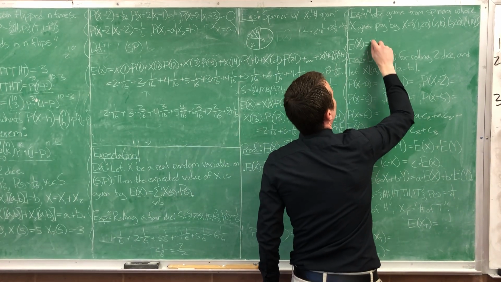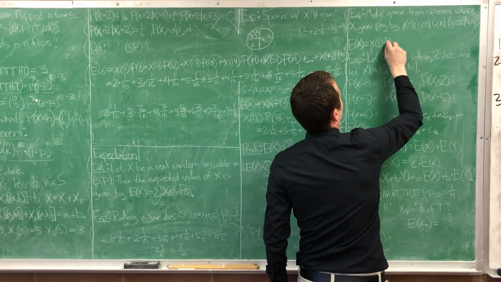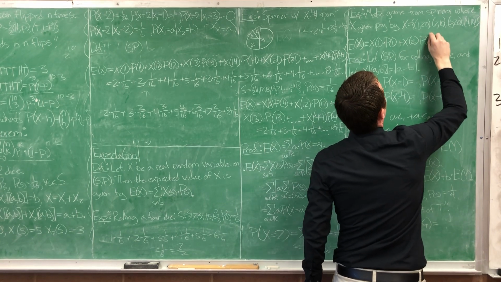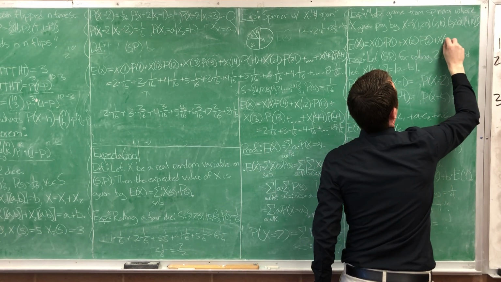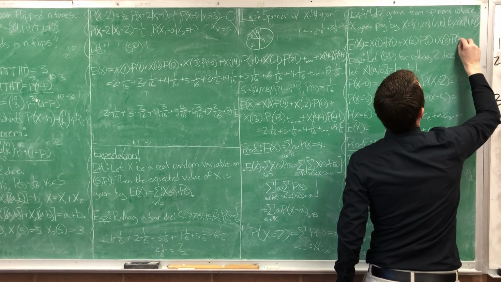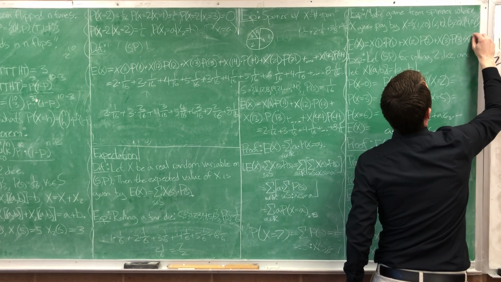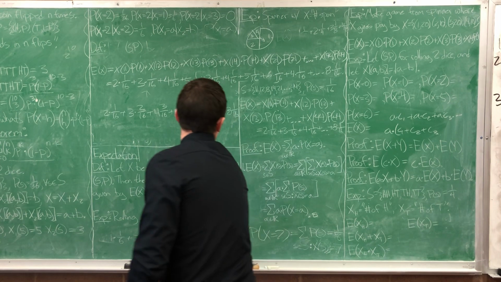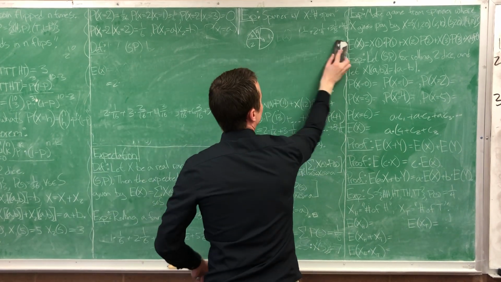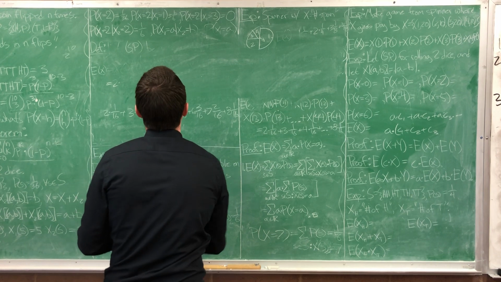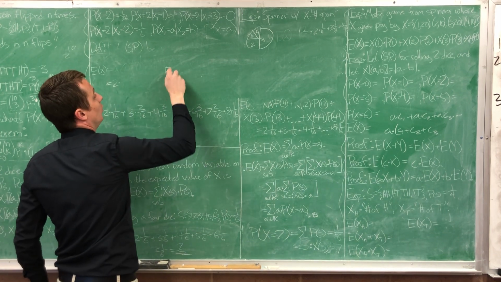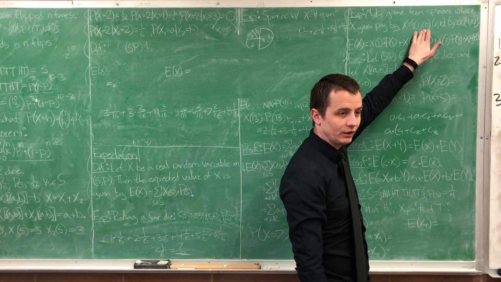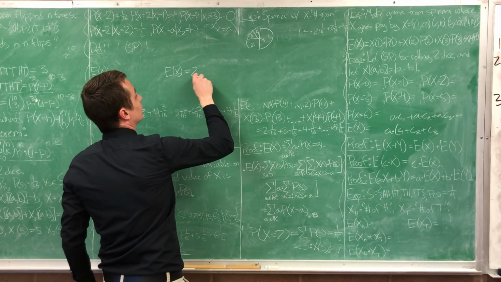So this is going to be X of 1 times the probability of 1, plus X sub 2 times the probability of 2, plus X sub 3 times the probability of 3, plus X sub 4 times the probability of 4. So let's write that out. What is X sub 1? X sub 1 is 20. X is this random variable. So 20, now what's the probability of 1?